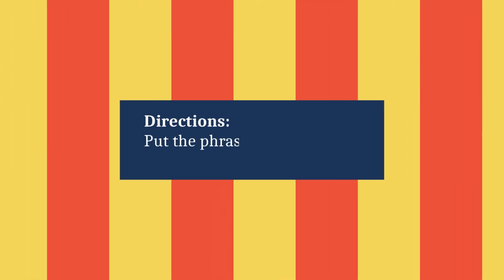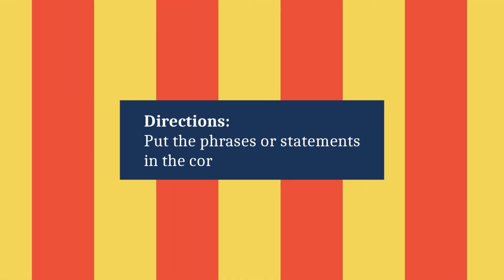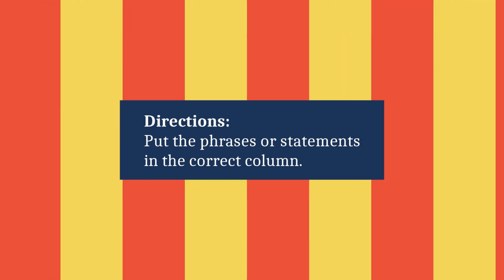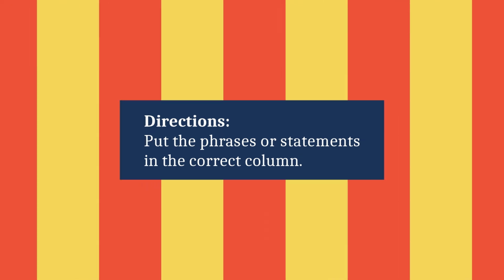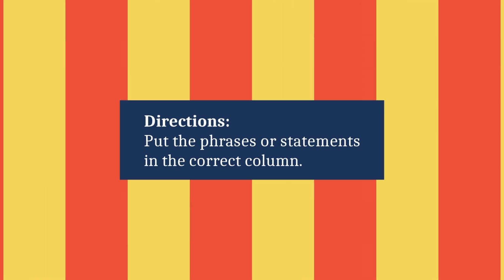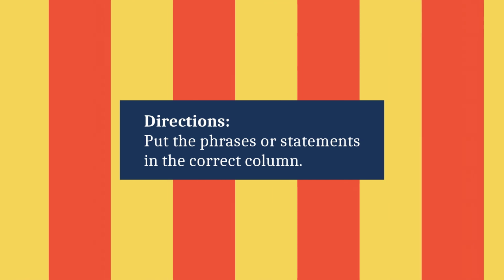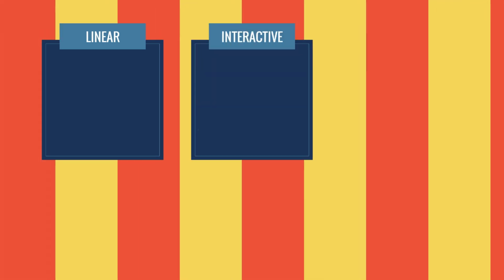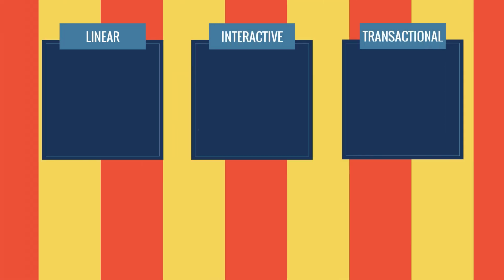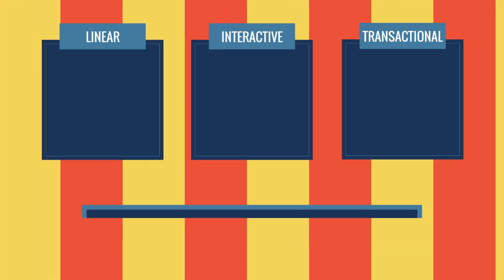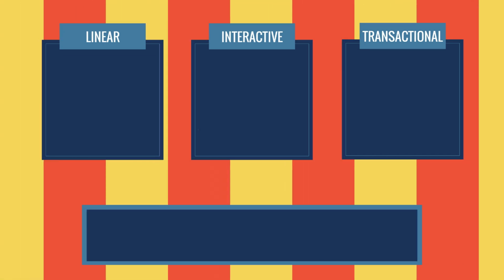Directions. Put the phrases or statements in the correct column. Write the letter of your answer on a separate sheet of paper. Please note, class, that I changed some items and contextualized them. I'll give you 3 seconds to answer each item. Column 1, linear model. Column 2, interactive. And column 3, transactional model. Are you ready, class? Come on, let's do this.